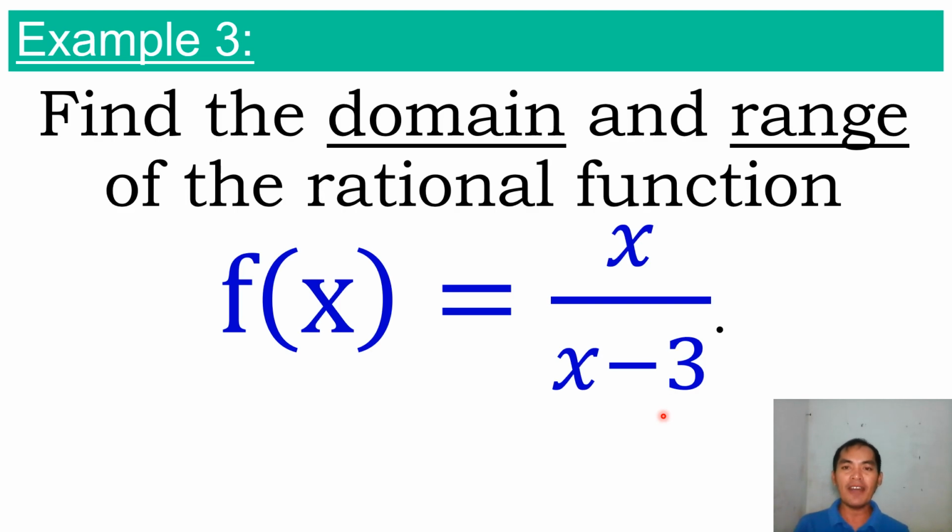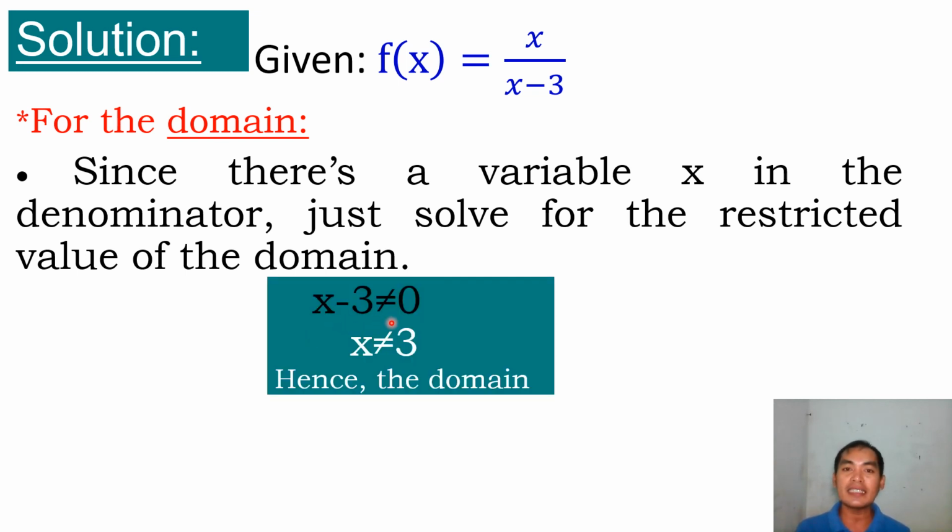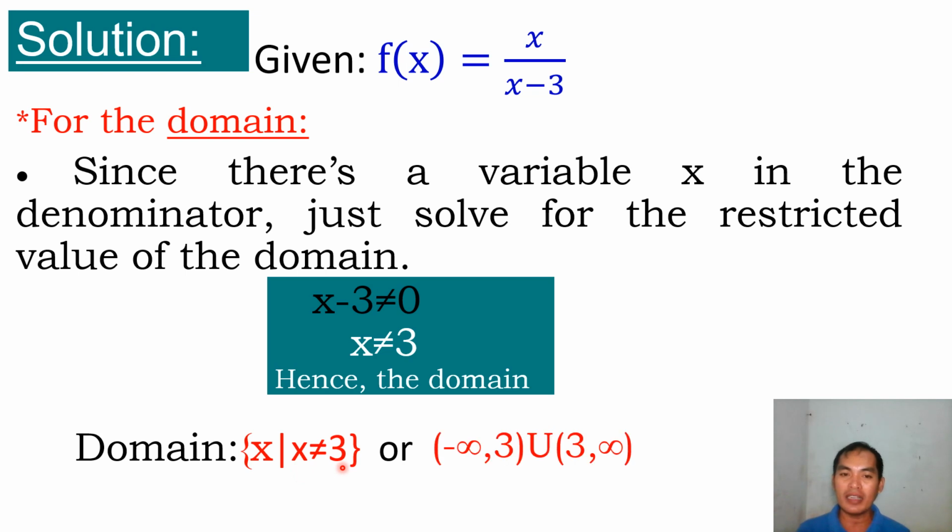Next example, find the domain and range of the rational function f of x equals x over x minus 3. For the domain, since there is a variable x in the denominator, solve for the restricted value of the domain. Equate the denominator to 0. X minus 3 is not equal to 0. Take note, I change equal to not equal so that automatically this is not an element of the domain. Then, transpose negative 3 to the other side, it became positive 3. This is not included in the domain. All real numbers are included except 3. Therefore, the domain is the set of all x such that x is not equal to 3, or it's an open interval from negative infinity to 3, union 3 to positive infinity.